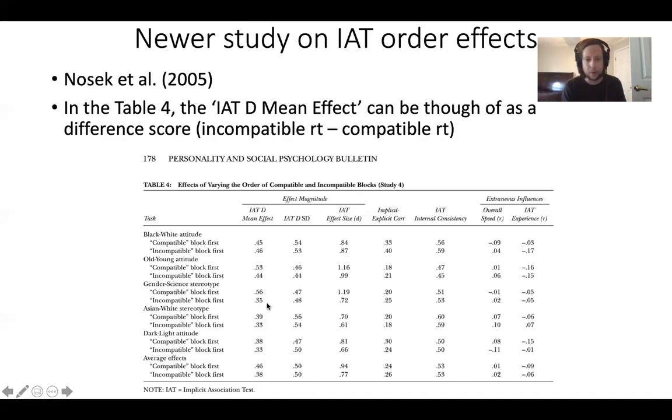Same thing over here. In fact, it's quite strong for the gender stereotype one, where there's a very big IAT effect, 0.56, for the compatible-first situation, and then a relatively smaller IAT effect for the incompatible-first situation. And that's basically the same pattern for all of these IATs with the exception of the black-white one. And this is a phenomenon.